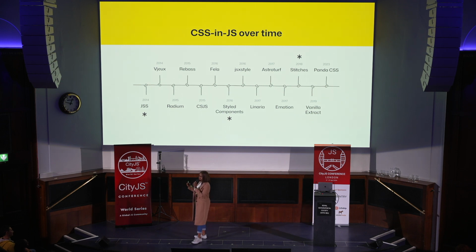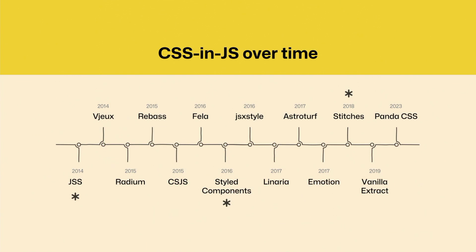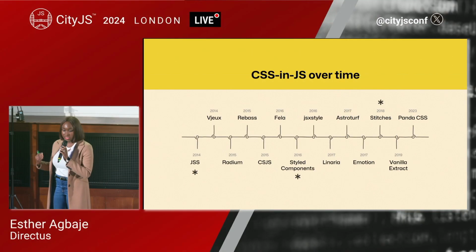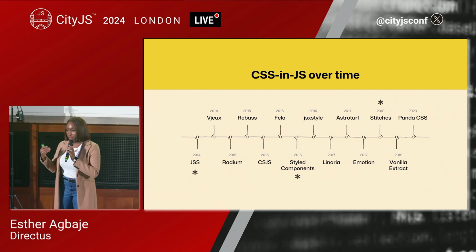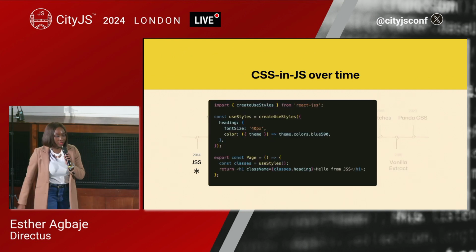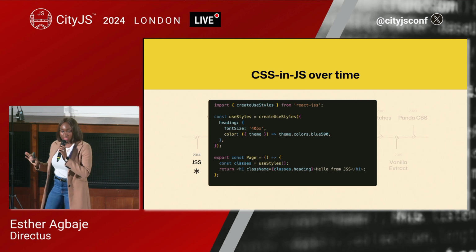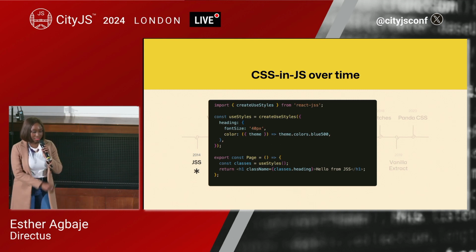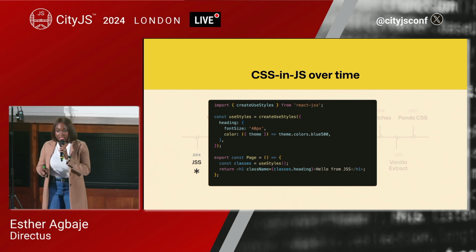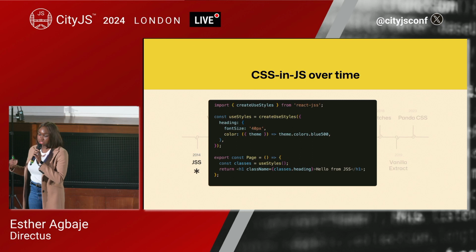So let's take a step back to look at how CSS-in-JS has come over time. The very first CSS-in-JS library launched in 2014. It was called GSS. After this, we've had the likes of Fela, styled-components that launched in 2016, Stitches, and a lot more. Now with GSS, the styling API looked pretty much like this. We have a function that writes styles for us, and then we're able to map this style into a class name.